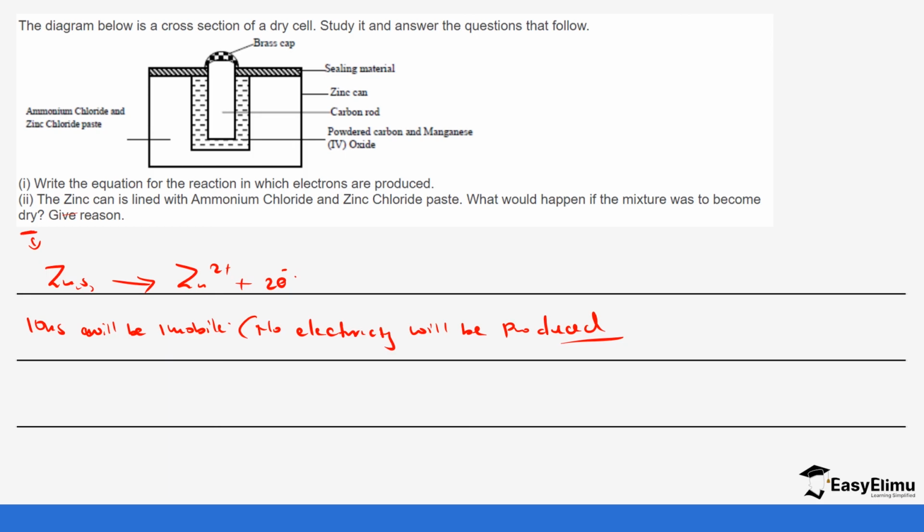So that's it for the dry cell. The dry cell is a very common question. You can be asked the functions of different structures. Or it can be just write the equation that is happening at the anode and cathode. So make sure you're able to understand what we have just discussed. So see you in the next lesson.